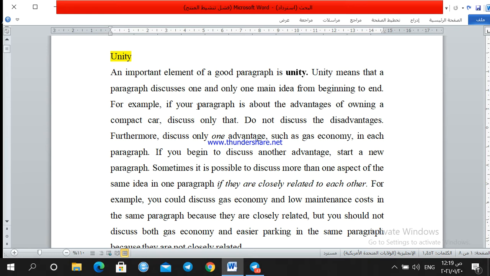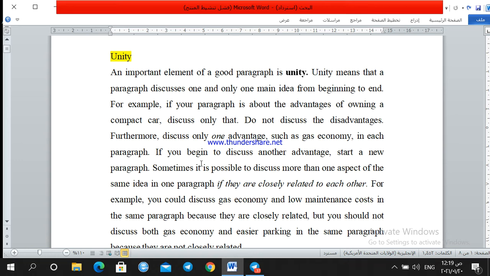So this is unity, and if you want to achieve unity, you have to include the information of your paragraph about the idea that you're writing about. Unity means that a paragraph discusses one and only one main idea from beginning to end. For example, if your paragraph is about the advantages of owning a compact car, discuss only that. There is no need to mention the disadvantages, because I'm talking only about the advantages of a compact car. Furthermore, discuss only one advantage. For example, one advantage of a compact car is gas economy.